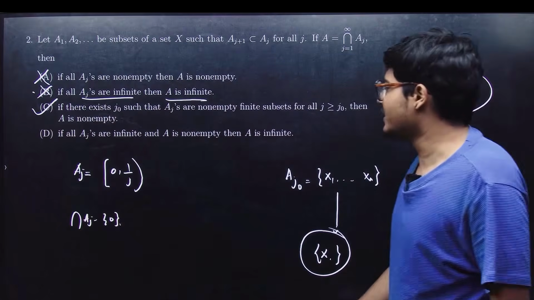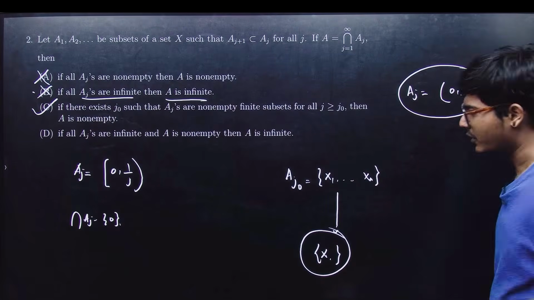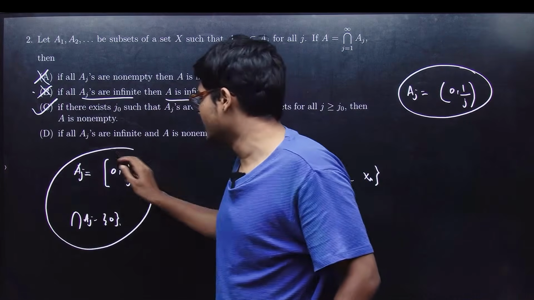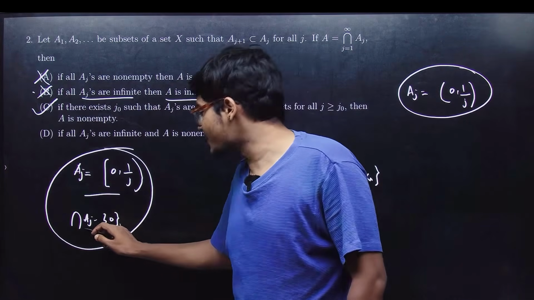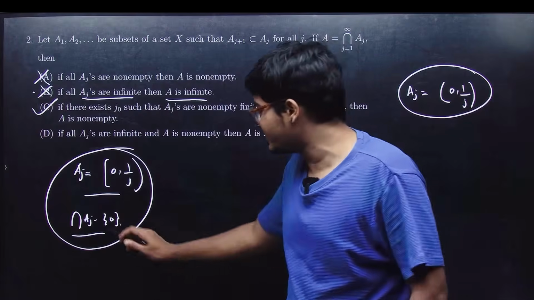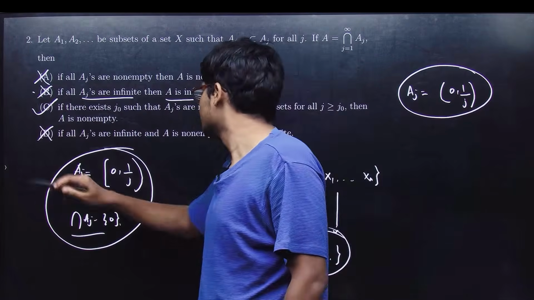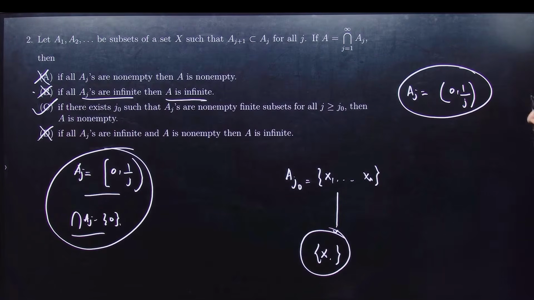D: if all the A_j are infinite and A is non-empty, then A is infinite. Not true. This same example works for D as well. The A_j are all infinite, the intersection is non-empty, but it's not infinite, right? So D is also incorrect. Okay, so that's question 2 for us.